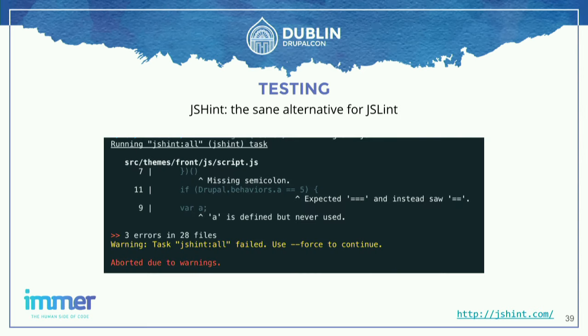So here are some examples of what JSHint can find. Here I've missed a semicolon in the first example. The second example shows that I've used two equal signs instead of triple. And the third is a variable that I've declared and never used. As you can see, it also points out the location where you've made a mistake, so that makes for easy fixing.